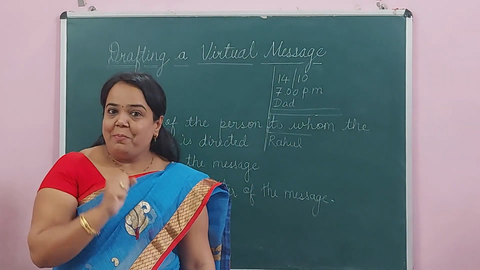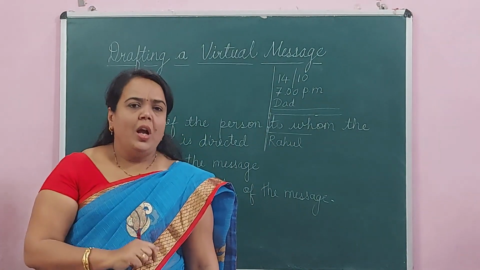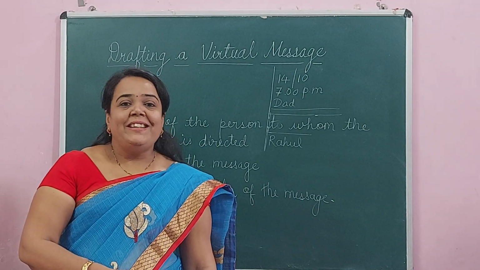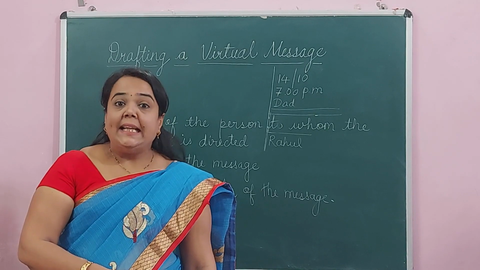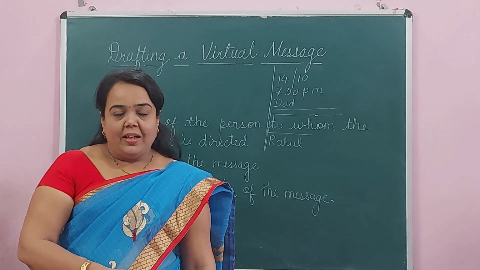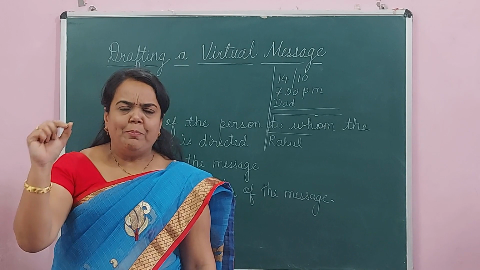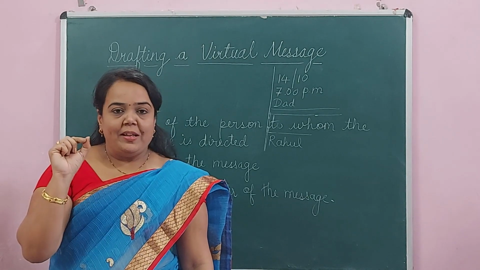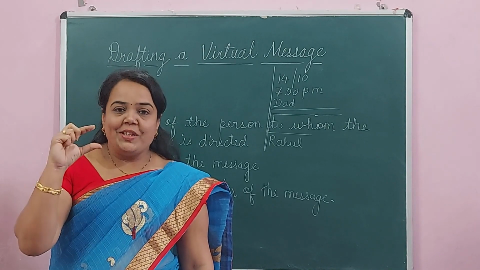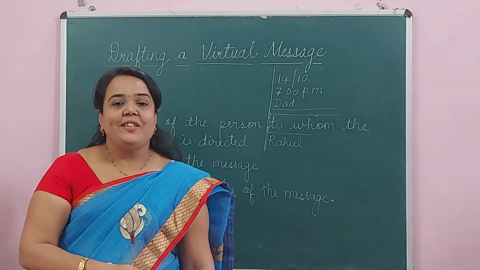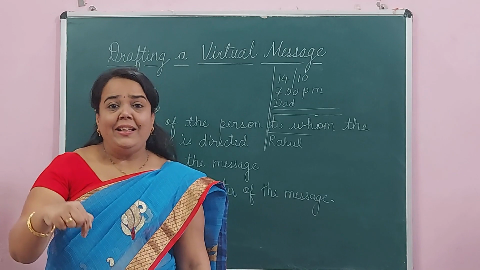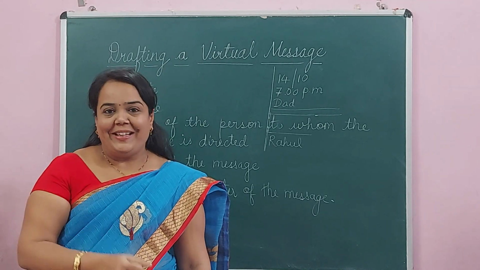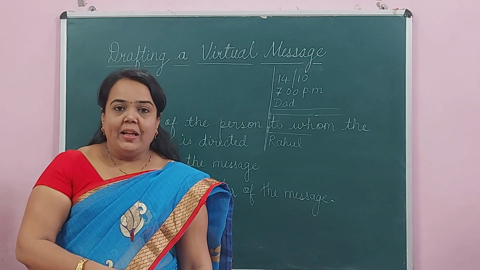Now, what is important in this? The message. How should you write the message? Always remember that the message should be in indirect speech. It should include only the important information. You should not skip any important information which has been included in the conversation. You should not add any information on your own which was not included in the conversation.